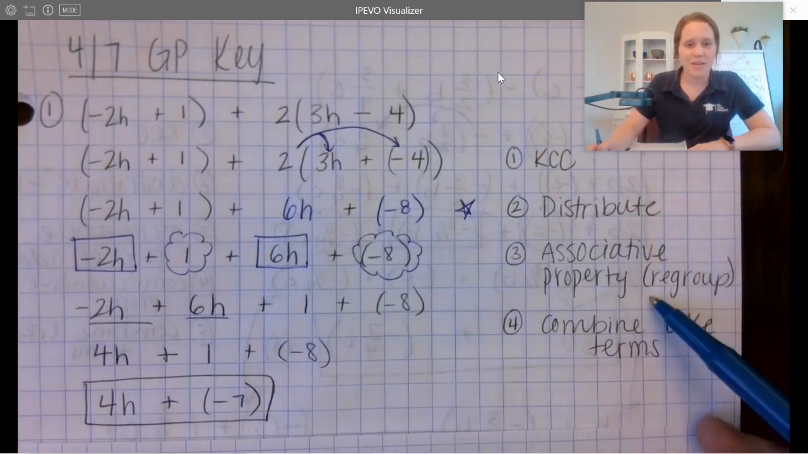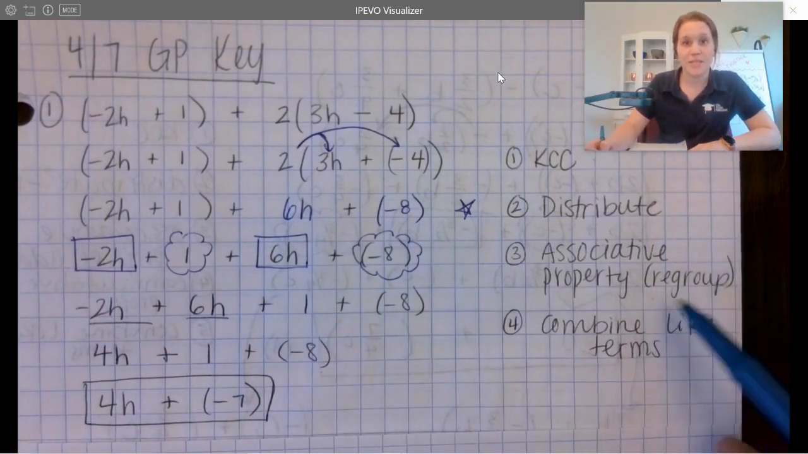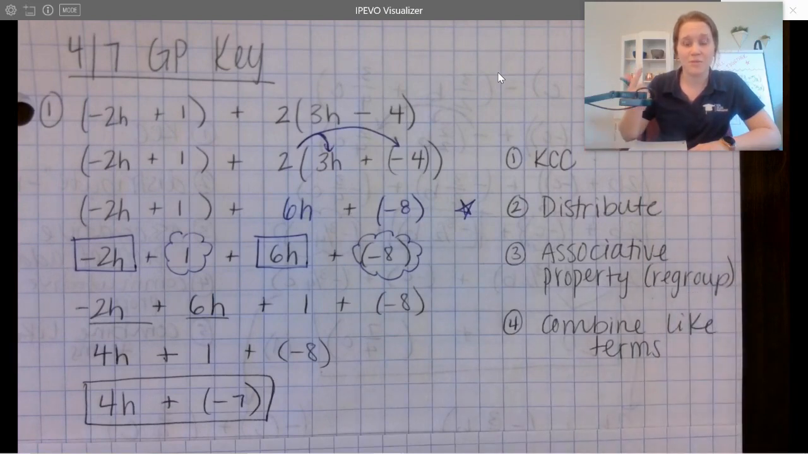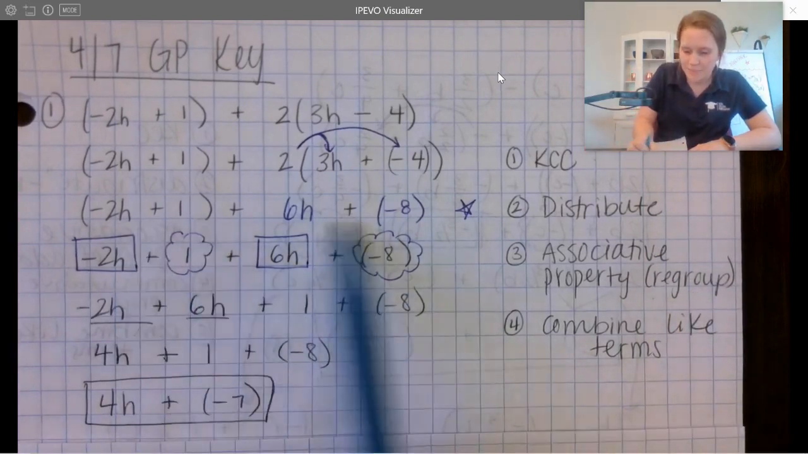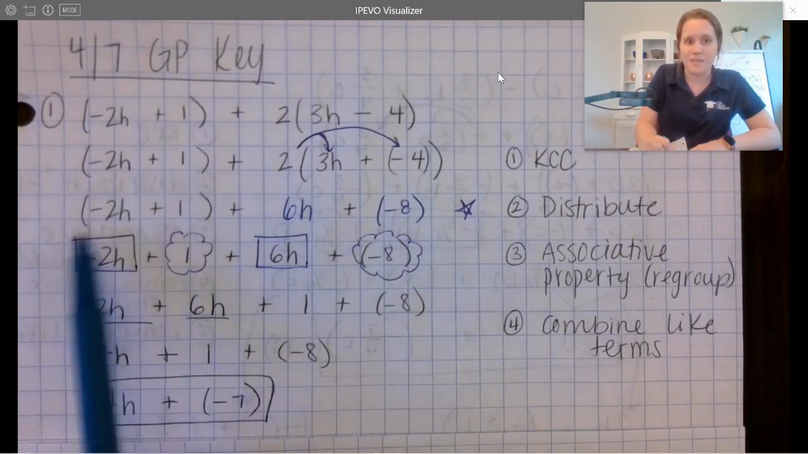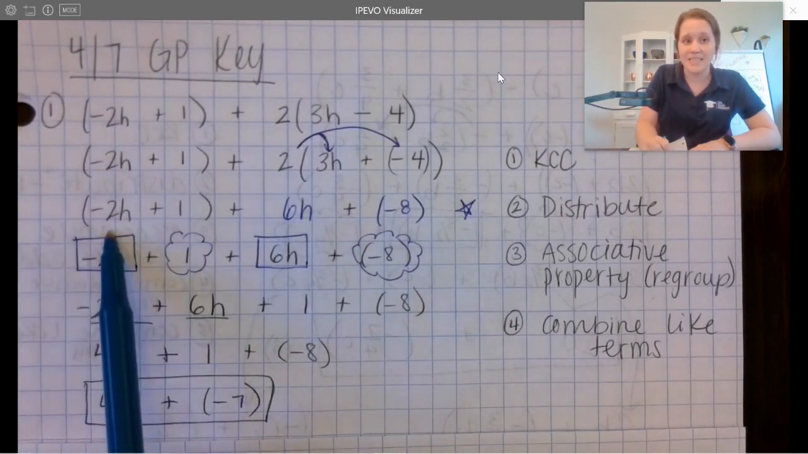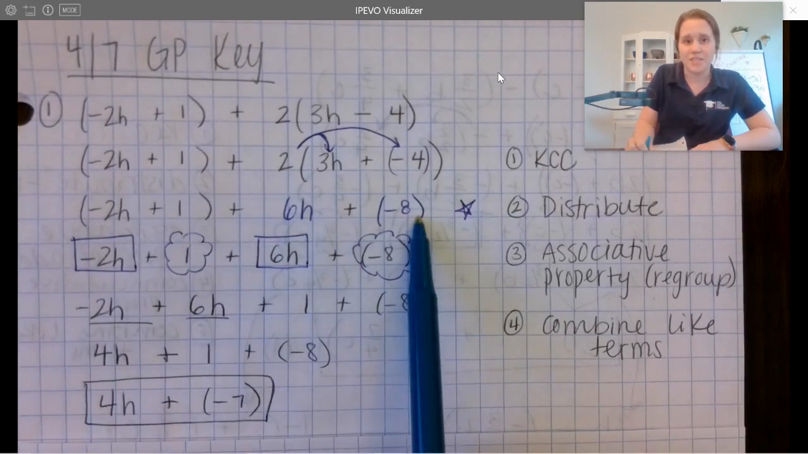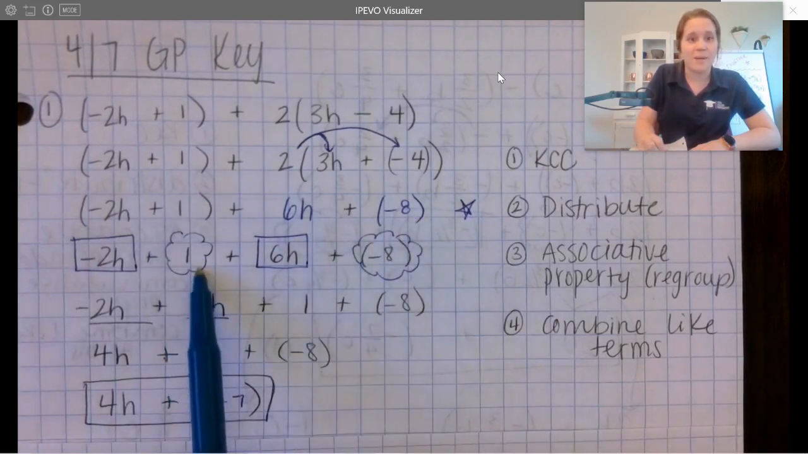And then step number 3, I use the associative property, which remembers that regrouping, move or remove parentheses. In this expression, I see there are parentheses around here, but there's no reason for them to be there. There's nothing being multiplied into them. All of the operations are addition, so we can just drop those parentheses, keep everything else the same.